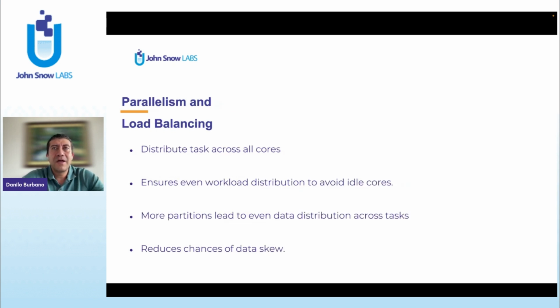So, how does having more tasks than cores help in parallelism and load balancing? Having multiple partitions allows Spark to distribute tasks across all available cores, ensuring that the workload is evenly spread out. This avoids situations where some cores are idle while others are overloaded. More partitions help in distributing the data more evenly across tasks, reducing the chances of skewed data, where some partitions have much more data than others.